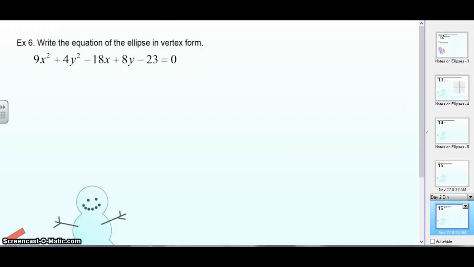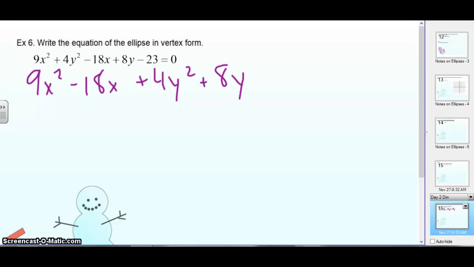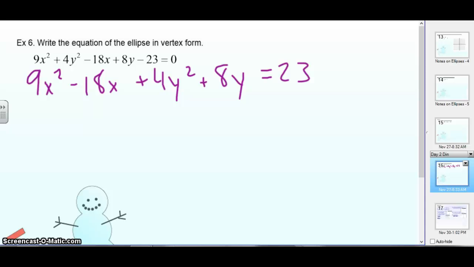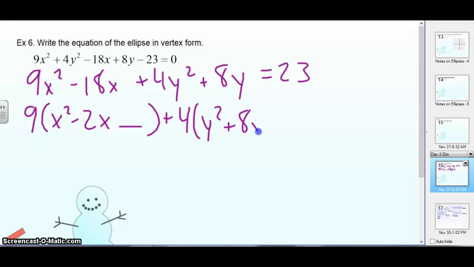Okay, so let's take a look at this example. Remember, we want to put everything in order, so I'm going to put my x's together. Then I'm going to put my y's together. And I'm going to move the number to the other side. Okay, so what we want to do is take the GCF out of the x's, so take the 9 out, so I have x squared minus 2x, and then we're going to leave a space, and then we're going to take the 4 out of the y's, so I get y squared plus 8y, leave a space, and then equals 23, and then we're going to have 2 spaces we have to fill in.